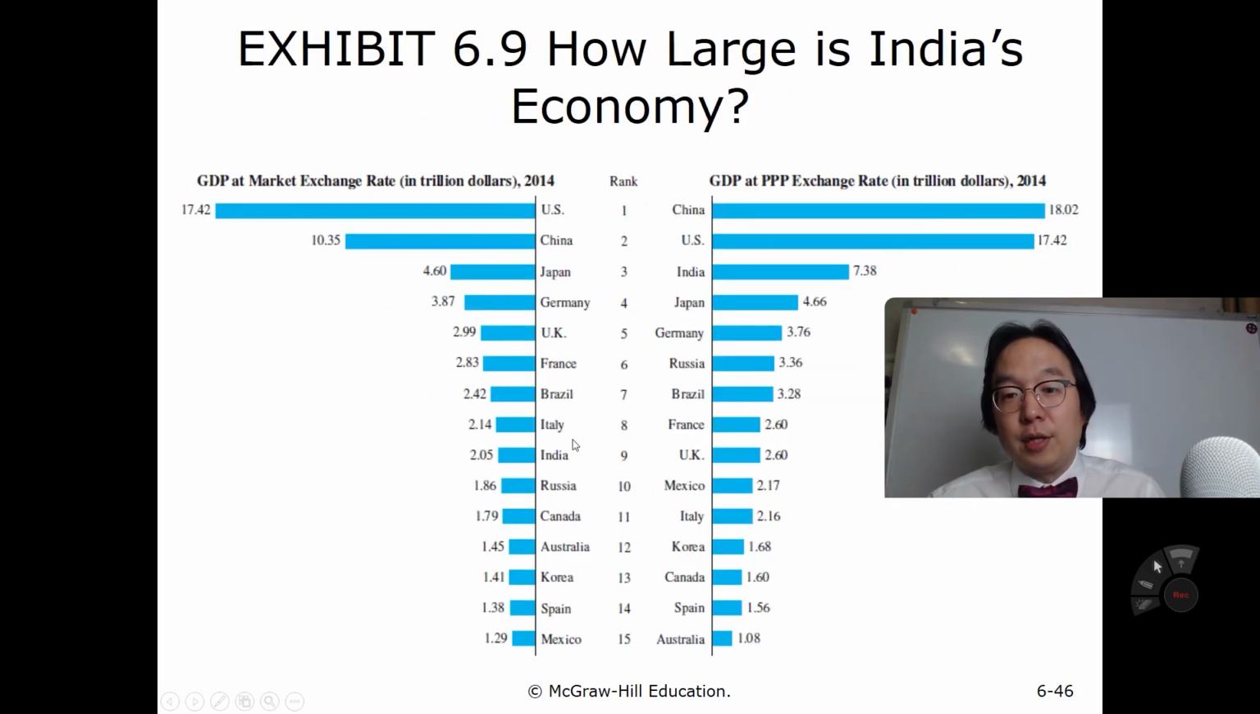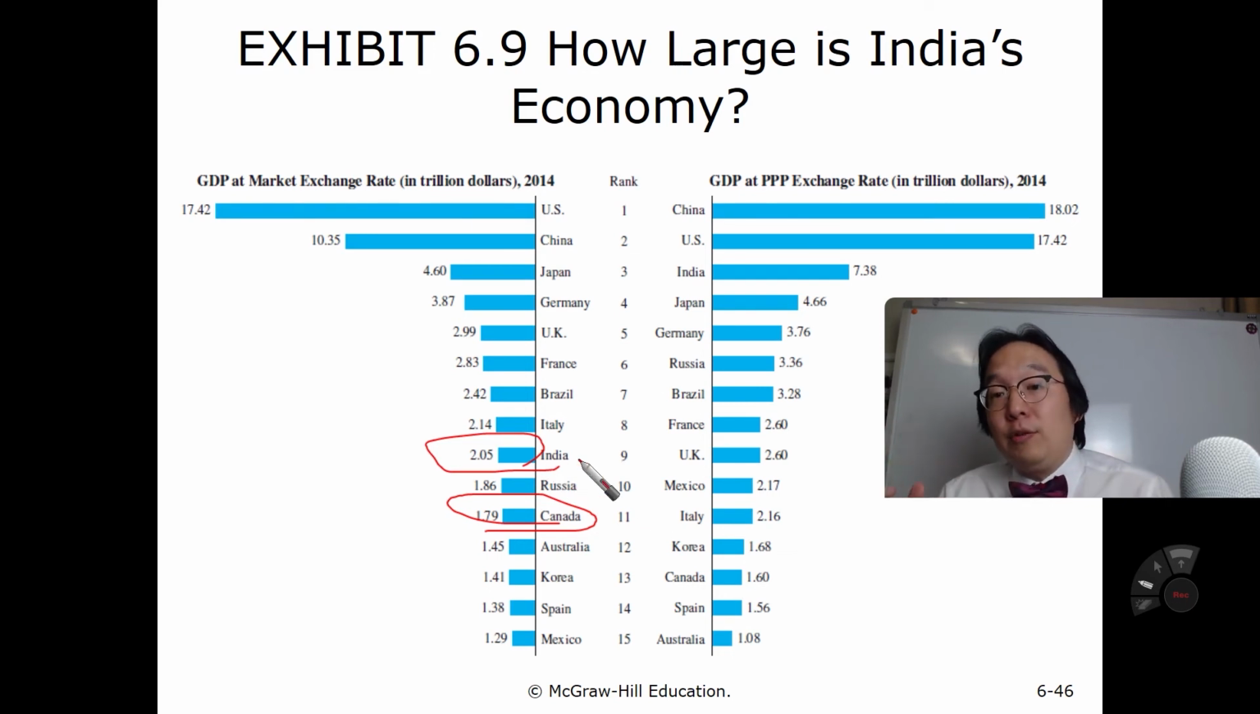Yes, over here, right? India turns out to be over here. But the thing is, where is India? Come on, here. I'm sorry. Sorry, Canada. India is ranked number 9.